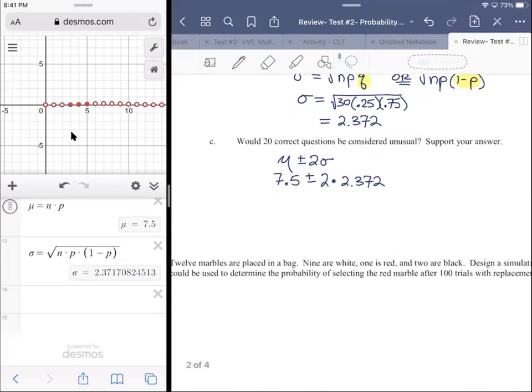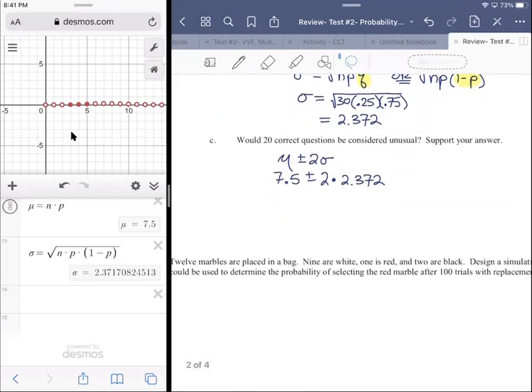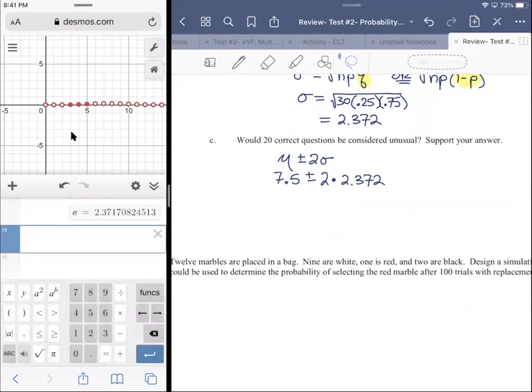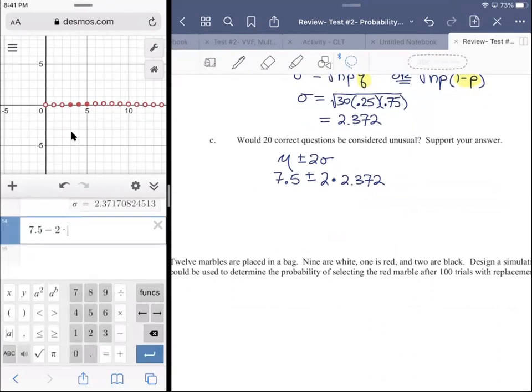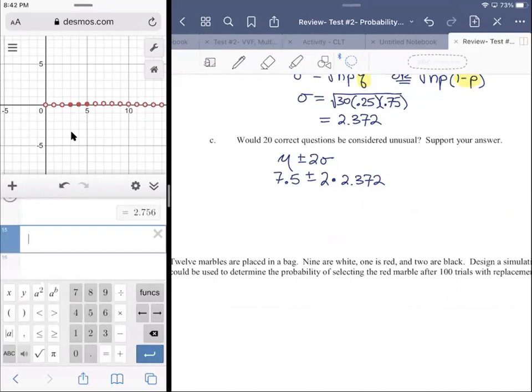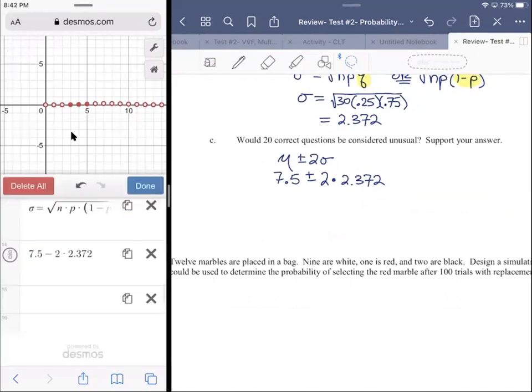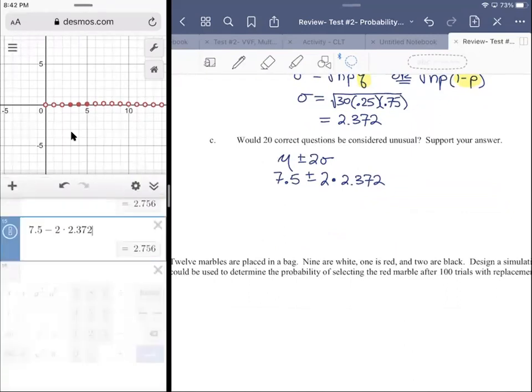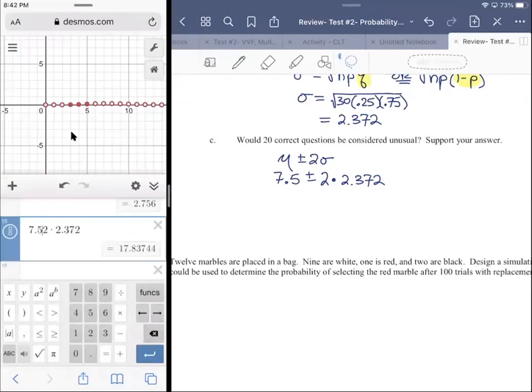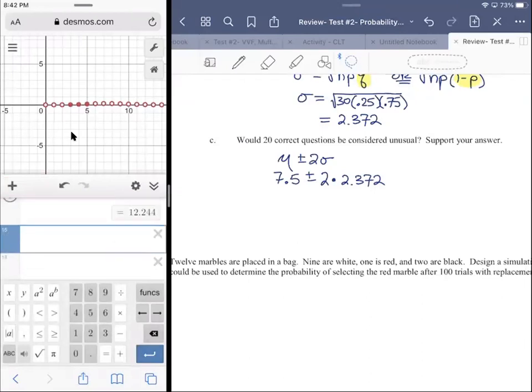And you can crunch those numbers any way you want. What a lot of people will do is make use of what they have on their Desmos calculator. All right. So 7.5 minus 2 times 2.372. And then do a little duplication. Change minus to a plus. And you got those two values.